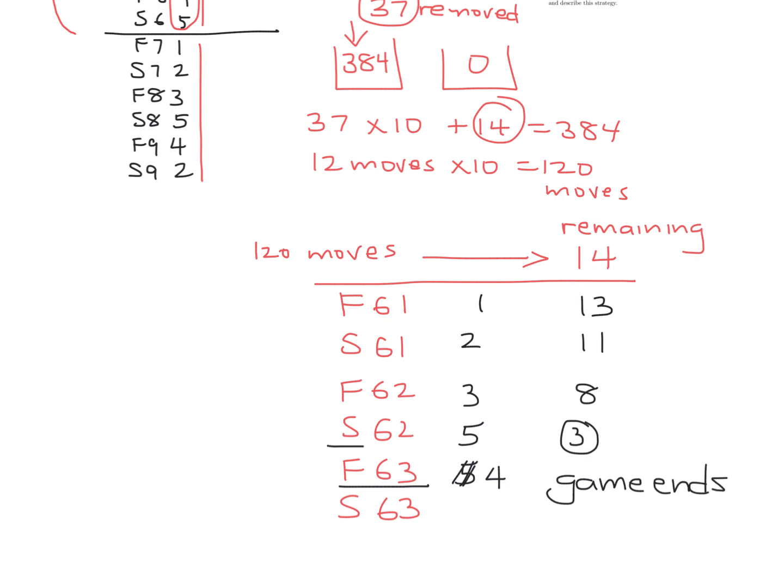So we could only go up until that point. So we went to this guy. So F62 and S62 were the last 2 moves. So each of them went 62 times. So 62 times 2 is 124. So that is the total number of moves.